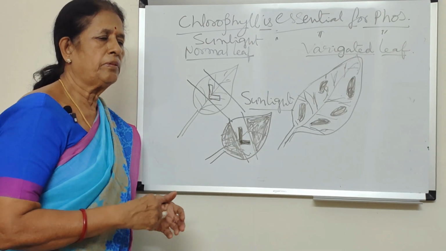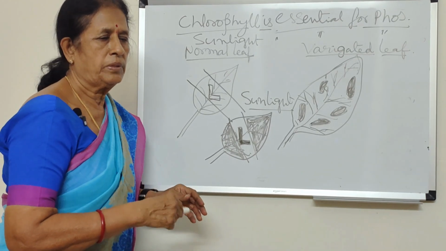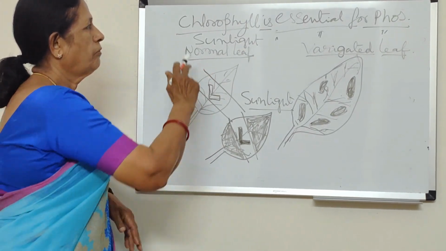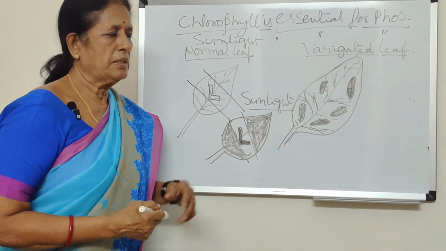If you want it, I will continue with that experiment. So that's all for today. Chlorophyll is essential for photosynthesis. Sunlight is essential for photosynthesis.